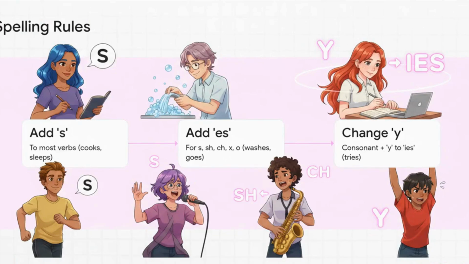Section 4. Spelling rules and changes. When using action verbs for he, she, and it, there are 3 simple steps to ensure perfect spelling every single time. Step 1 is your default. For the vast majority of verbs, you just add an S. Cook becomes cooks. Sleep becomes sleeps. Easy enough. Step 2, if the verb ends in S, SH, CH, X, or O, you add ES. Wash becomes washes. Go becomes goes.